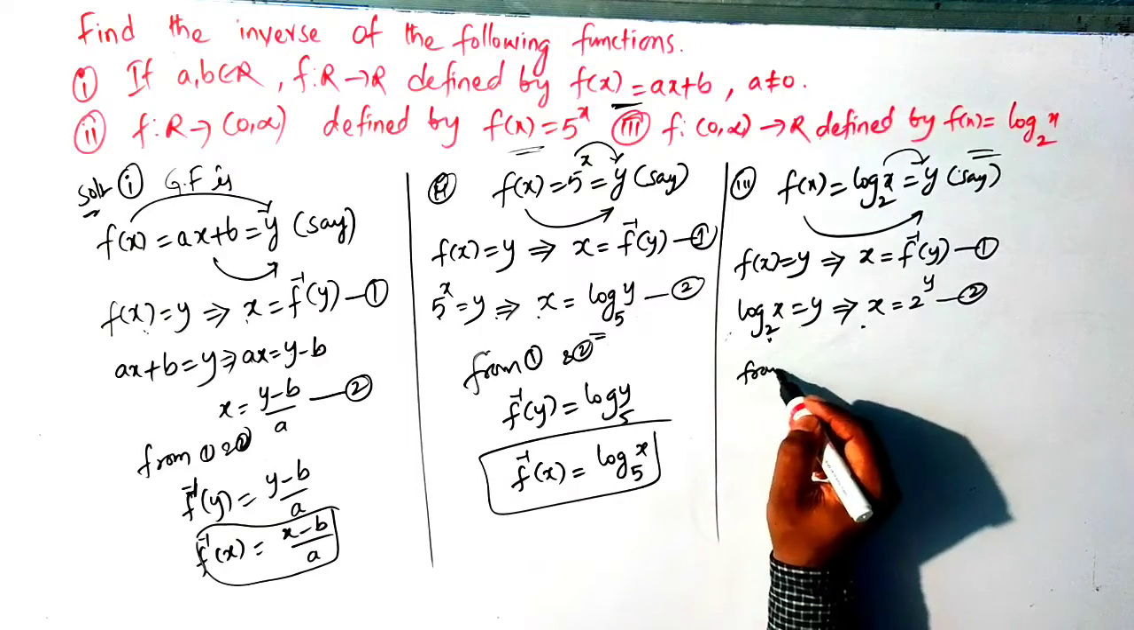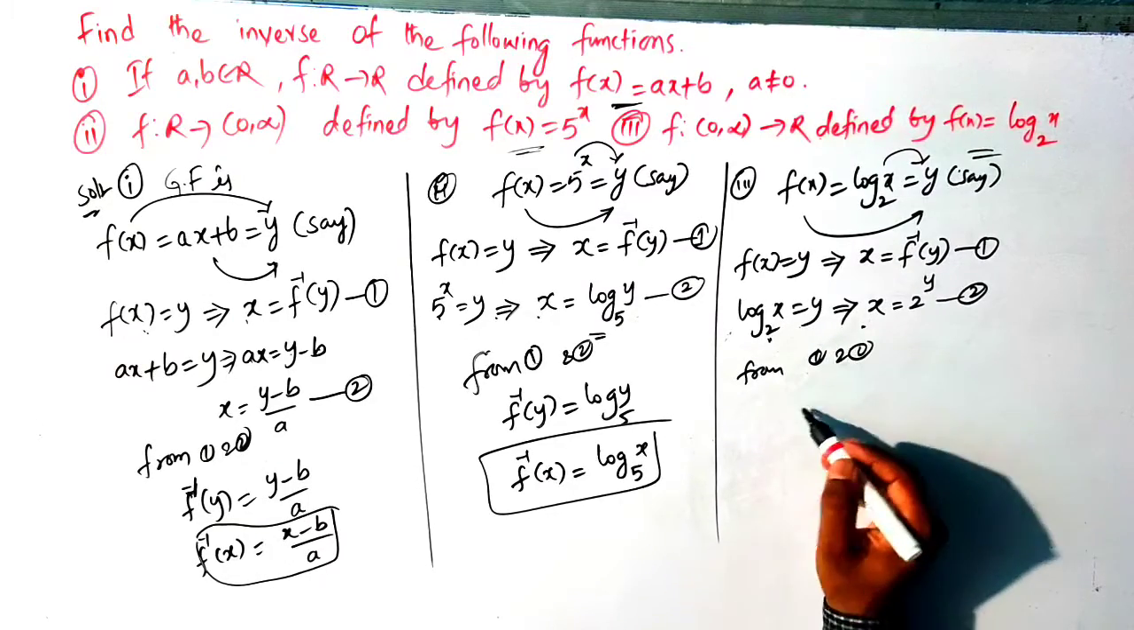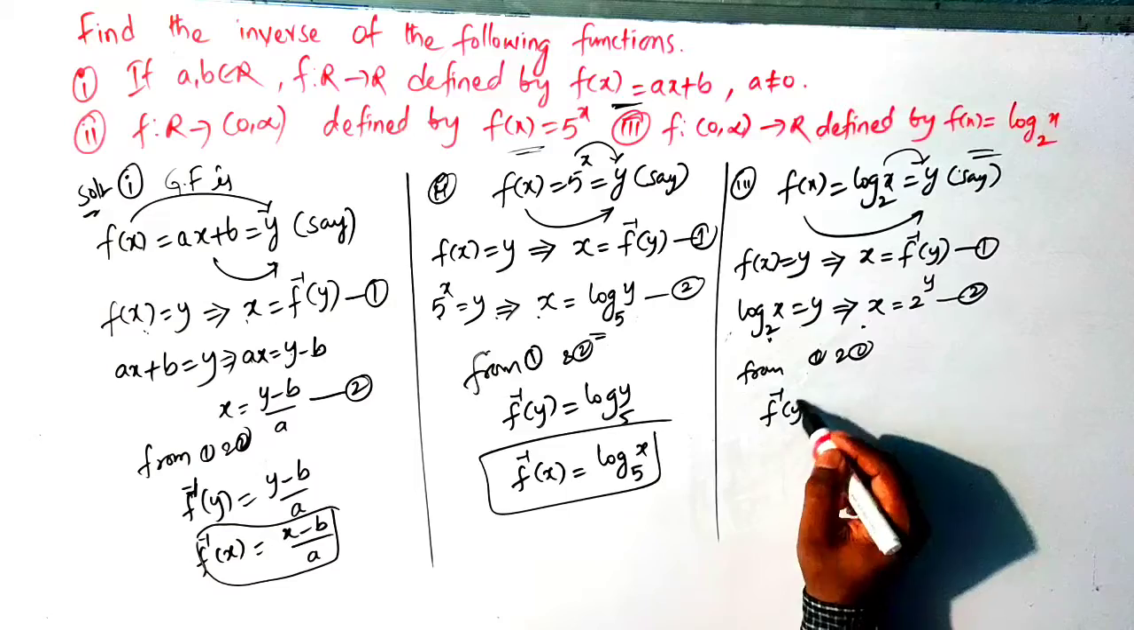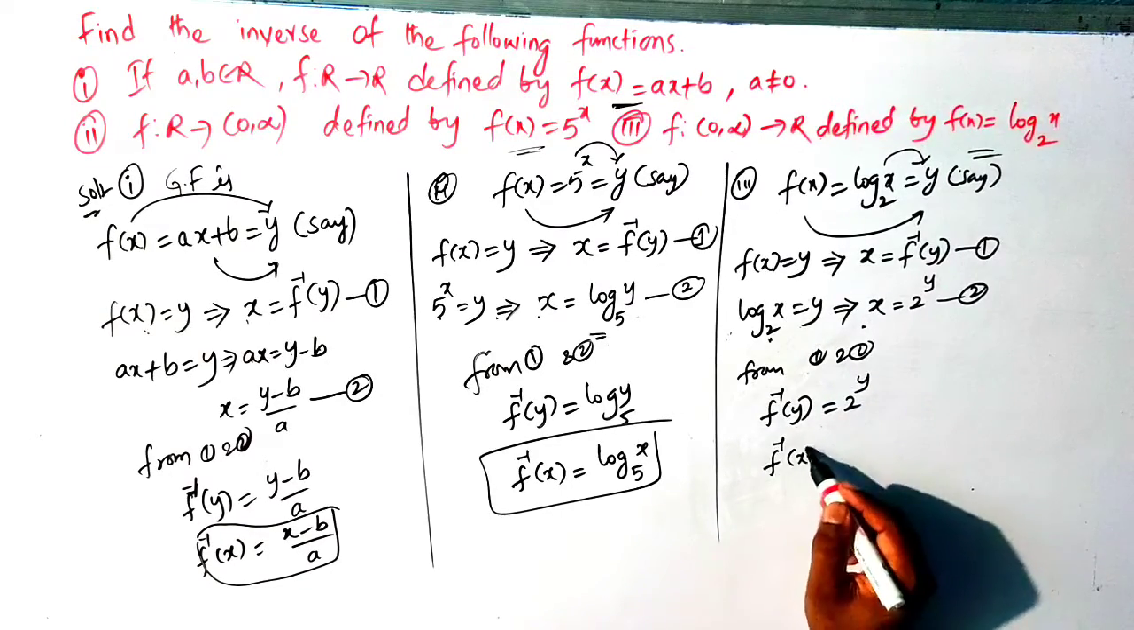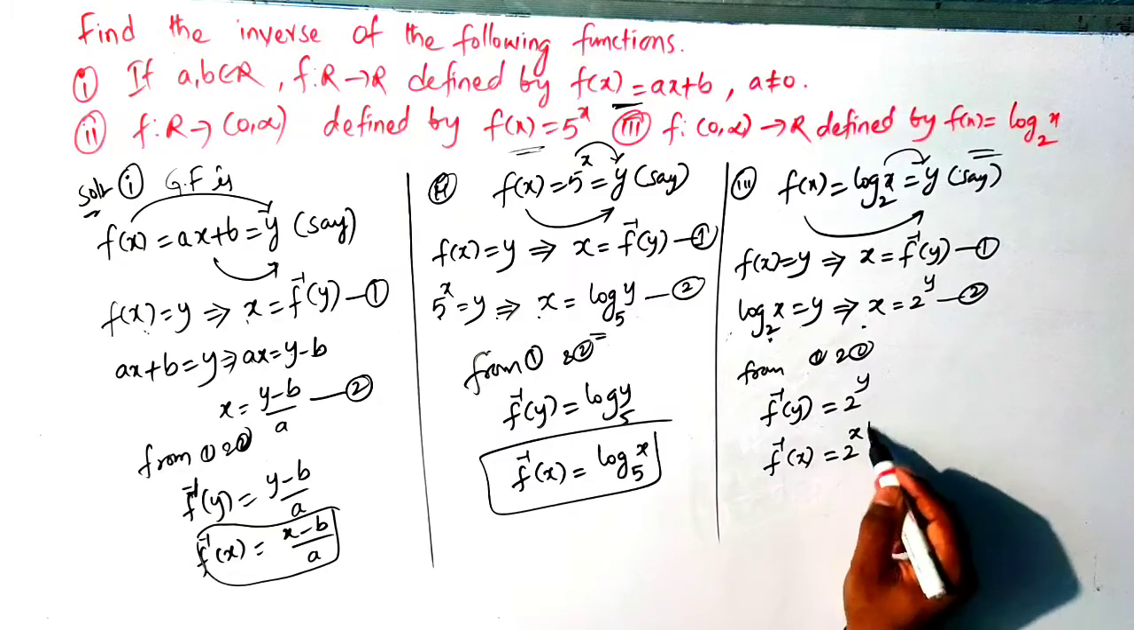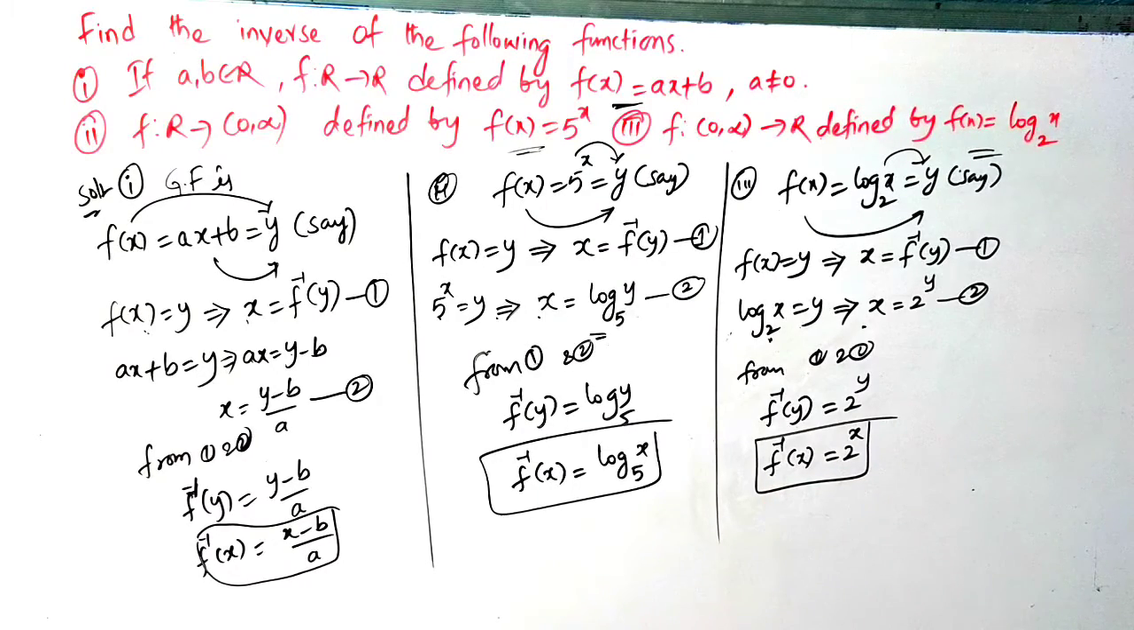So from 1 and 2, what we get now: f inverse of y is equal to 2 power y. So in terms of x, f inverse of x equals 2 power x. So this is the inverse of the given functions. Okay.